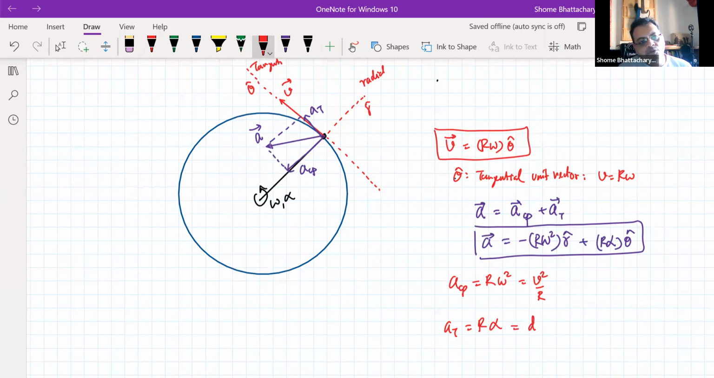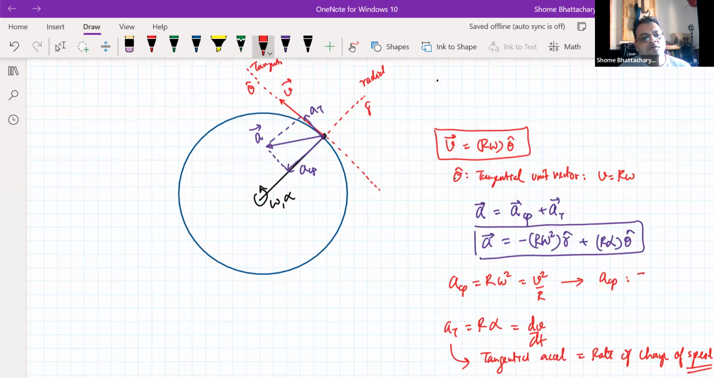And that is also equal to the rate of change of speed. Okay, so this is something important here, that tangential acceleration equals the rate of change of speed, whereas centripetal acceleration turns the direction of the velocity vector. Okay.